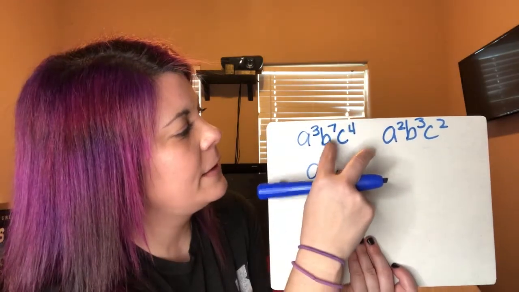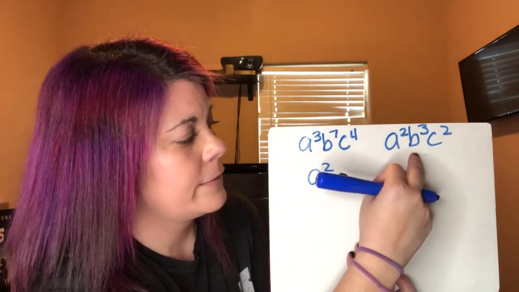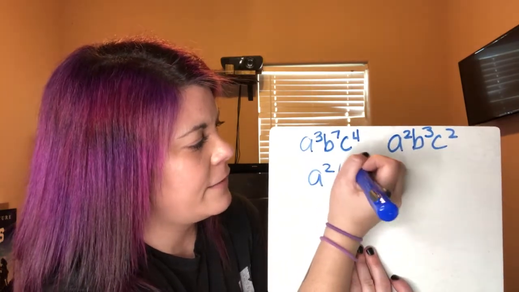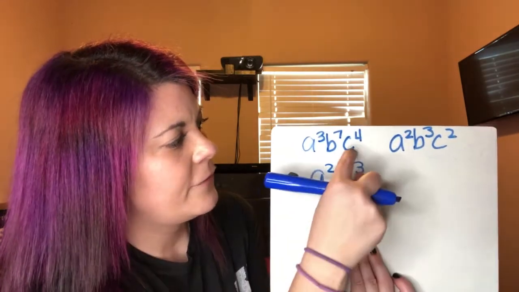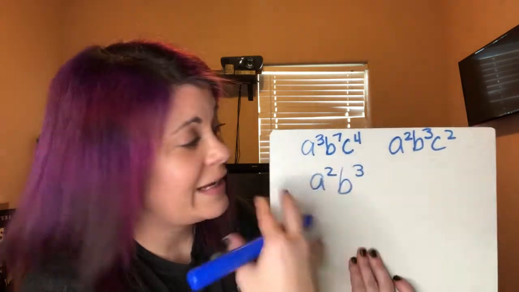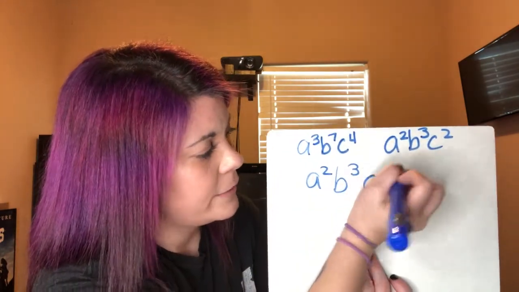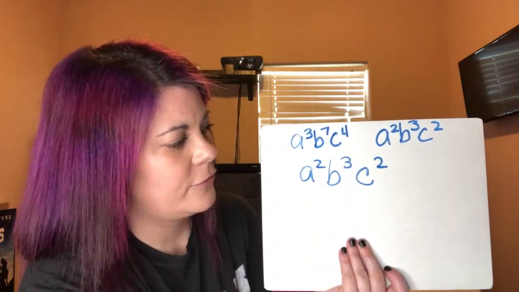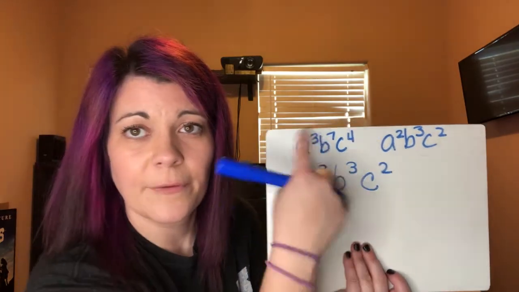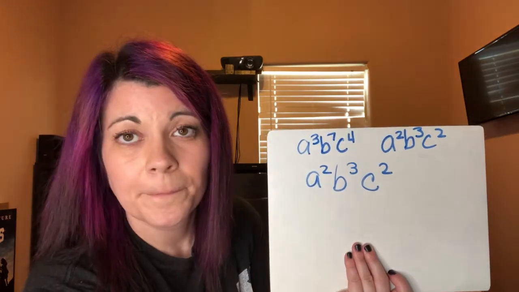Then the b's: I have 7 over here and 3 over here. This one can only give me 3, so I'm going to take out the 3. And then we have c to the fourth and c squared. The most that each can give me together is c squared. So we take out the c squared, and the greatest common factor is a squared b cubed c squared. Thank you for participating in this video.